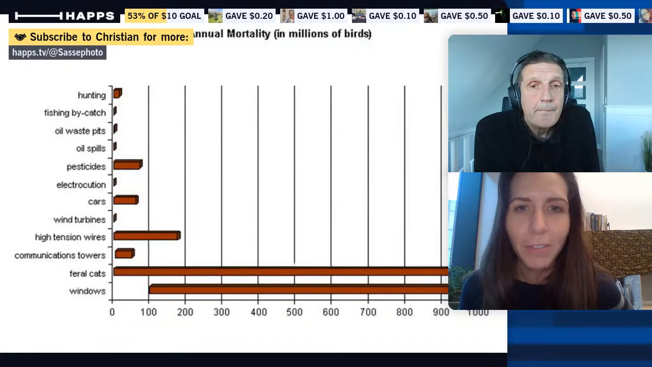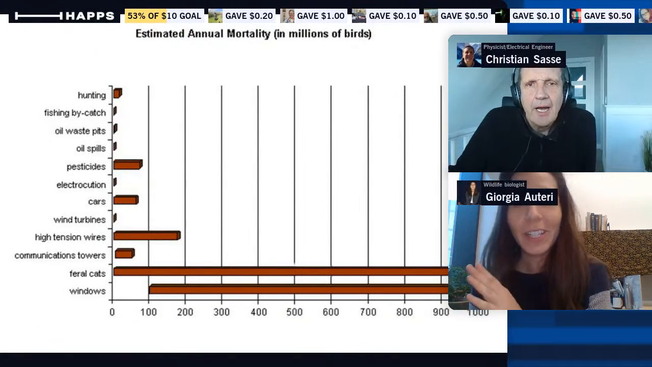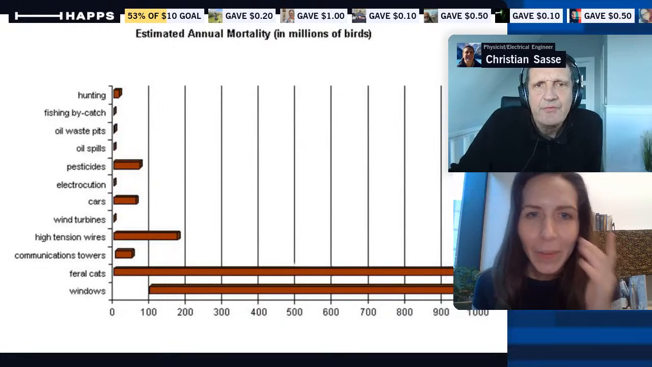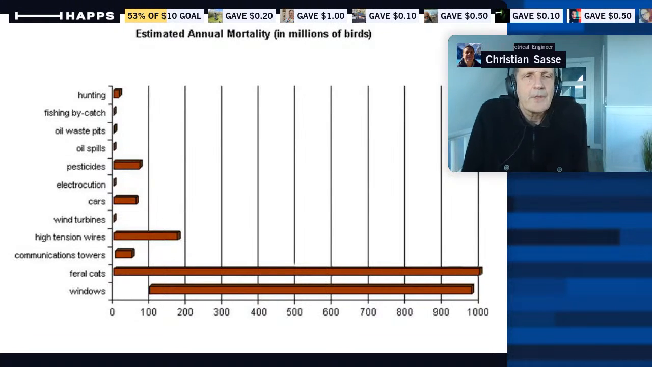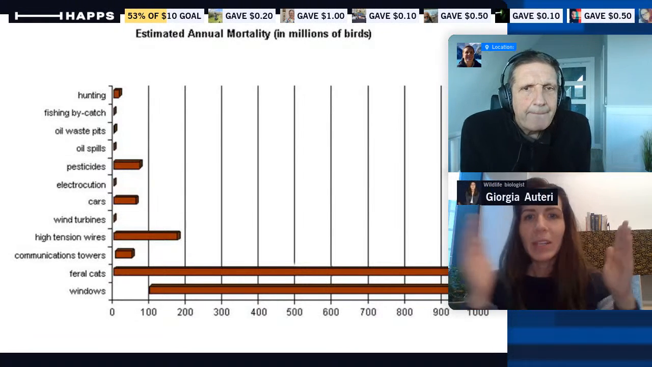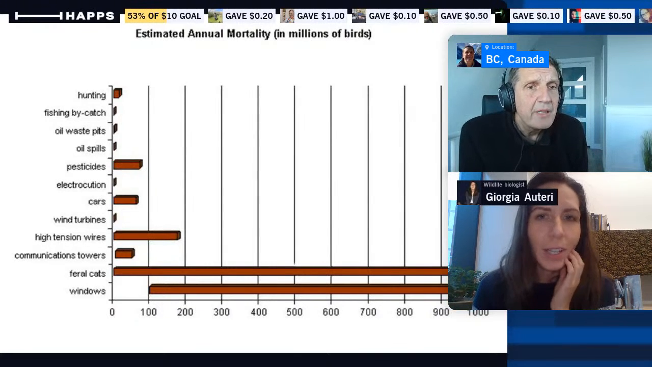I'm going to take myself off for a second so we can see the bars and the numbers down here. So the bigger the bar, the more dead birds come from this factor. 1 billion.